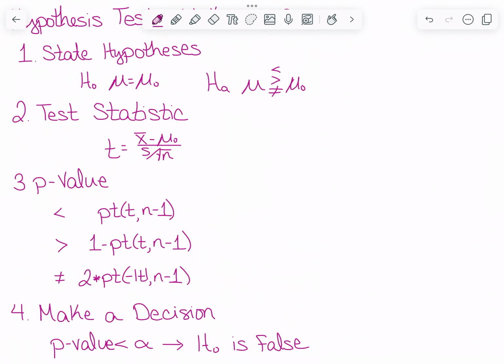Our final step will be to make a decision. In this case, if our p-value is less than a given alpha, then H0 is false.